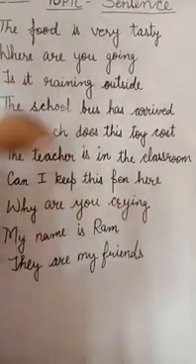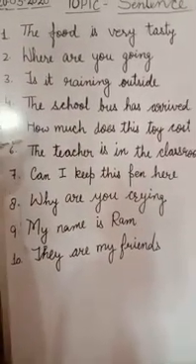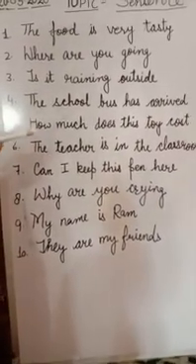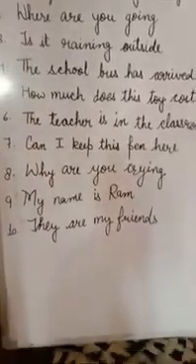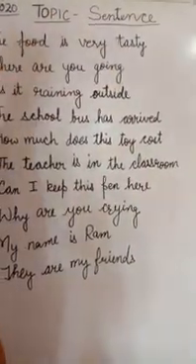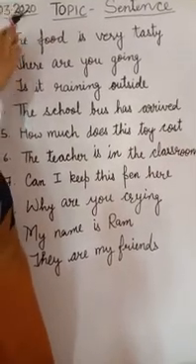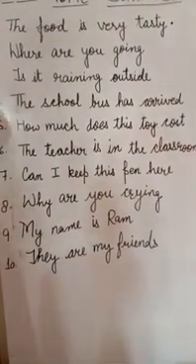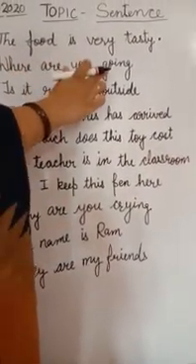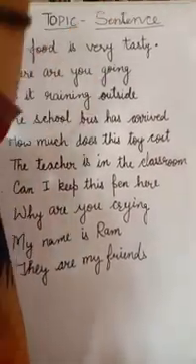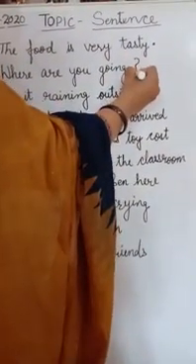Let's punctuate the given sentences. If it's a statement, it will end with a full stop, and if it is a question, it will end with a question mark. So let's begin. First one says, the food is very tasty. So, is it asking a question? No, it is telling something. It means it's the statement. So, we will put a full stop at the end. Second one, where are you going? Here we are asking a question. So, this is a question. So, at the end, we will put the question mark.